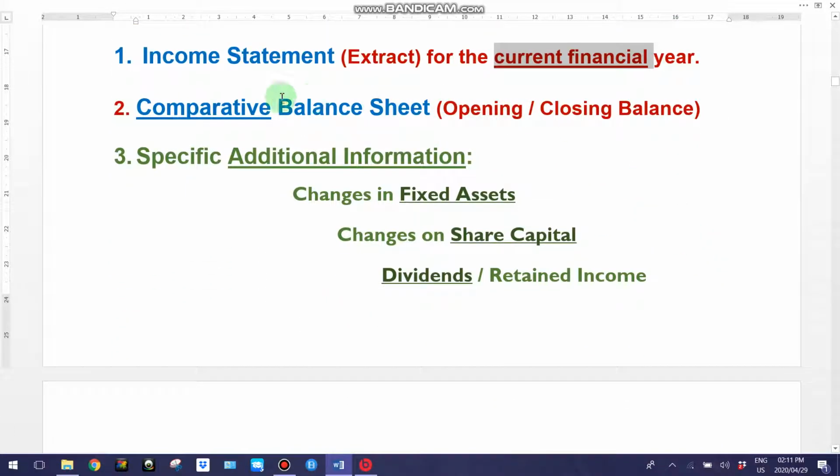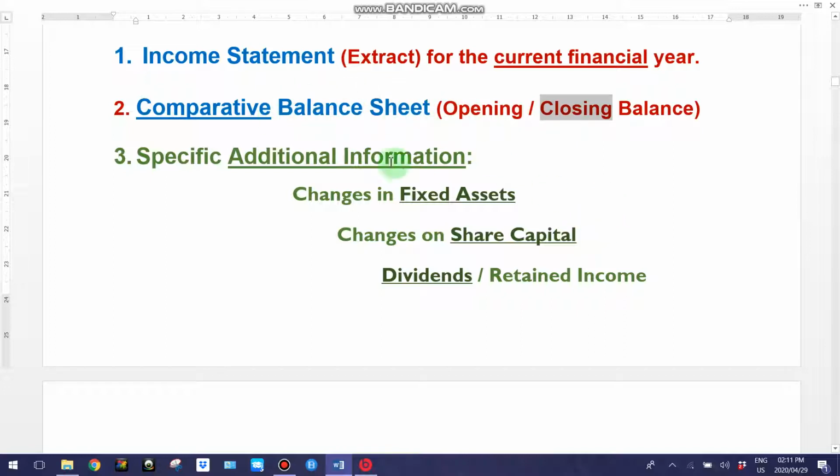The second bit of important information would be comparative balance sheets. When I say comparative, I mean I want the balance sheet of last year and this year. I need both figures. I need to see how some of those things have changed from one year to the next. Did it increase? And I need the difference. So the comparative balance sheet, last year's figures would be my opening balances, and this year's figures would be my closing balances for all the accounts that are listed on that balance sheet.